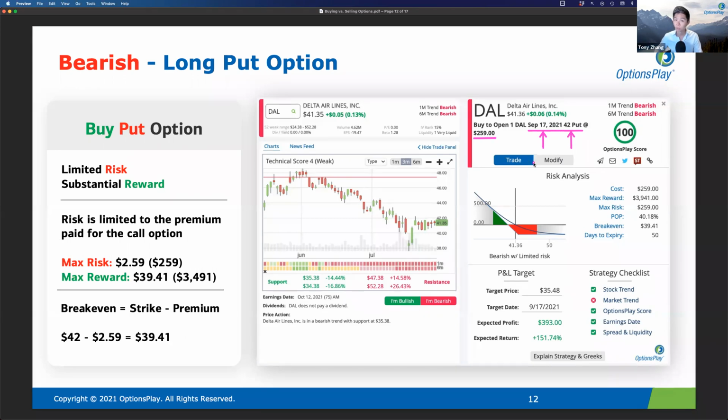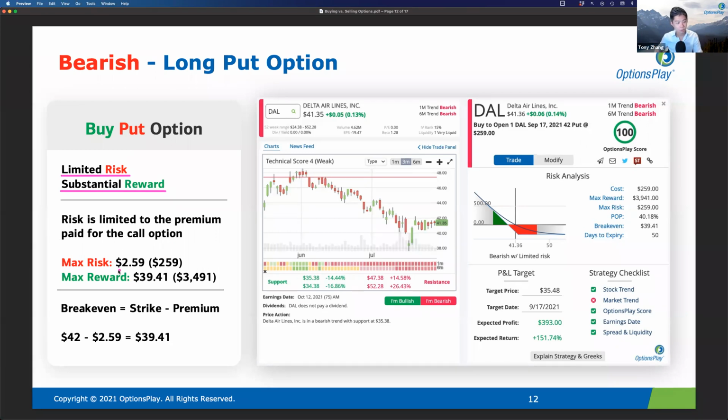A put option, just like a call option, has limited risk. And instead of having unlimited reward, because when you buy a call option, there's no limit as to how far the stock can go, there is a limit as to how much lower a stock can go. A stock cannot go below zero. So that's why technically it has limited risk and substantial reward rather than unlimited reward. But again, the stock can go to zero between now and that expiration date. You have a substantial amount of potential gains.